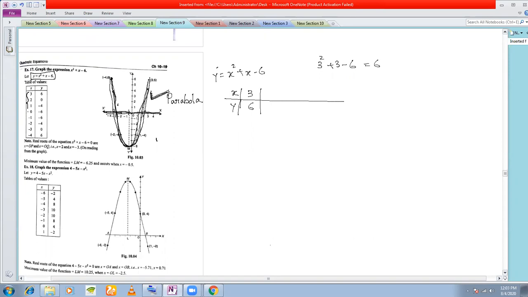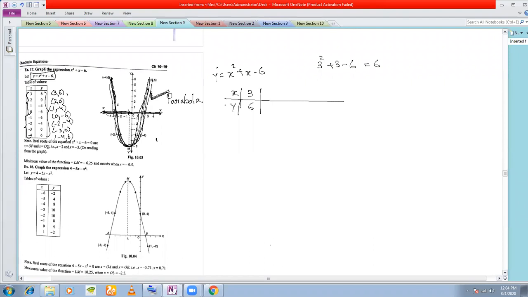They have taken 3, 2, 1 and 0. They have taken some positive points for this part and some negative points for this part. And then they have calculated the corresponding values of y and plotted these points. 3, 6, they have plotted, then 2, 0, then 1, minus 4, then 0, minus 6, minus 2, minus 4, minus 3, 0, and then minus 4, 6. They have plotted these points and joined them with the help of a freehand curve to get a parabola.